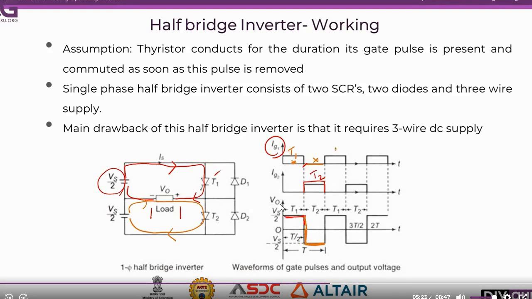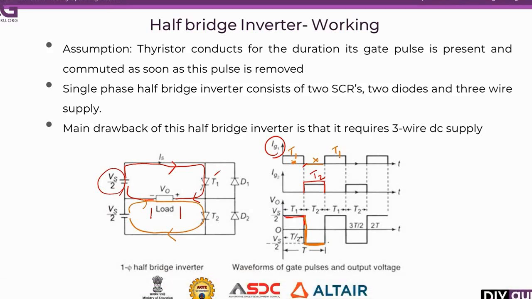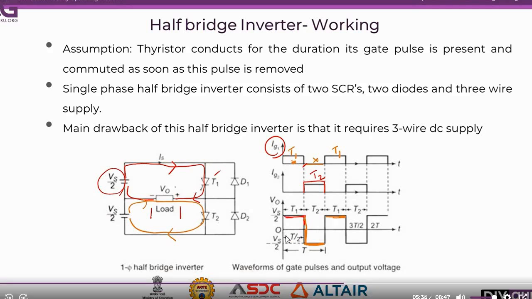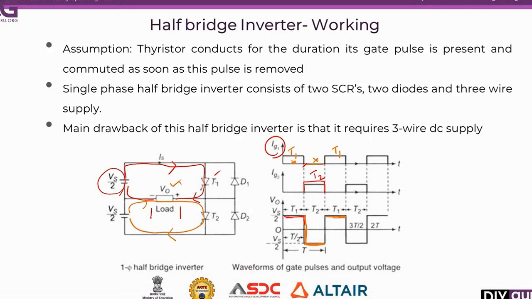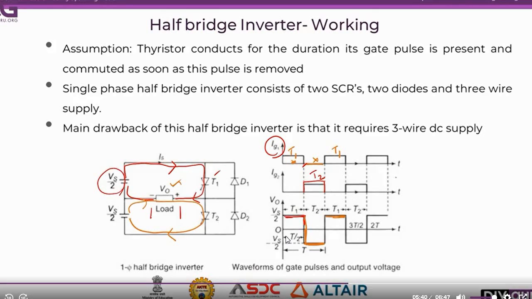Again T1 is turned on, so the voltage will shift to the positive. Then this cycle repeats. This is what happens when the load is not varying, when the load is a resistive load.